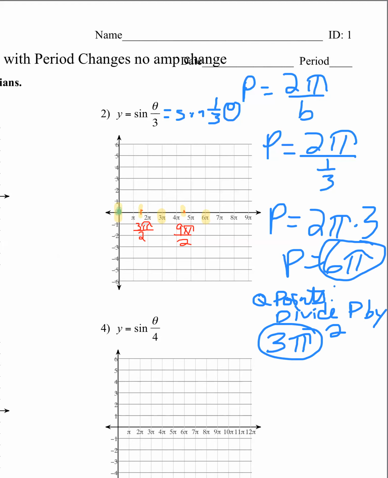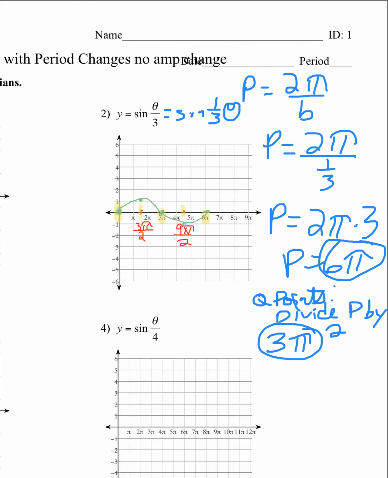Now, my amplitude is 1, so at my first important point after 0, I'm going to go up to +1. So right there, I'm at +1. Let's make that a little bit bigger. At my next important point, which in this case is 3 pi, I'm back down to 0. At my next important point, which is 9 pi over 2, now I'm bottoming out down to -1. And then at 6 pi, my last important point, I'm back to 0. So there's my graph.